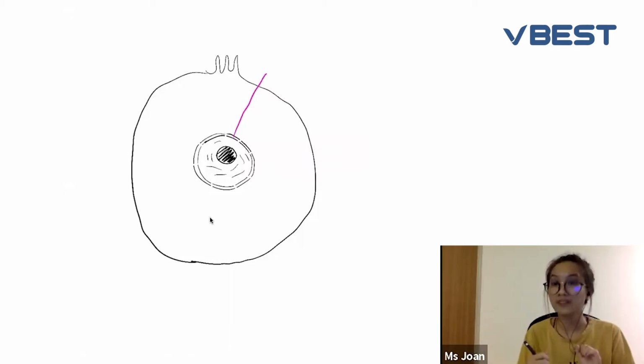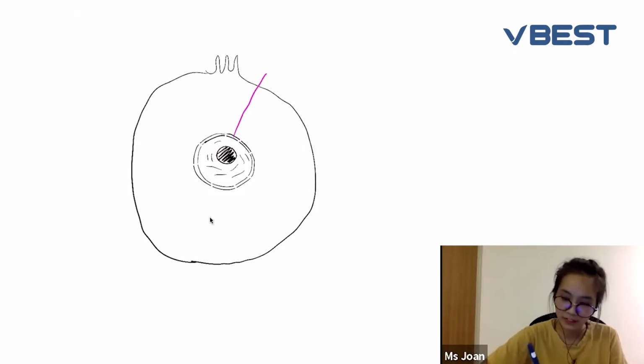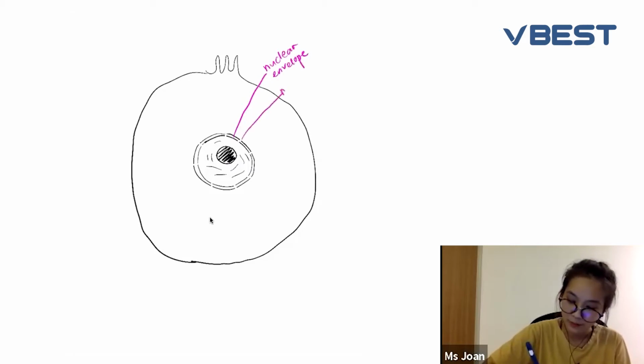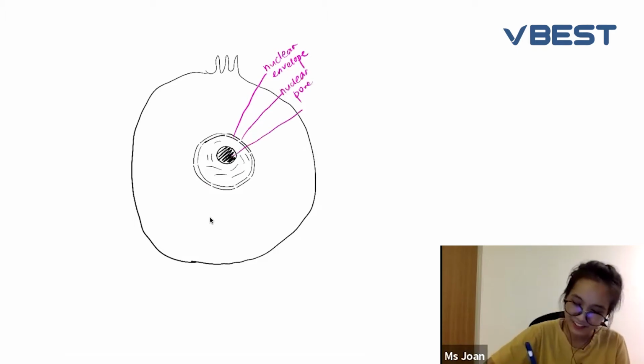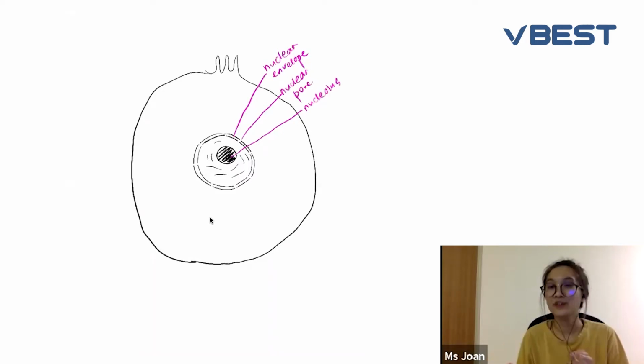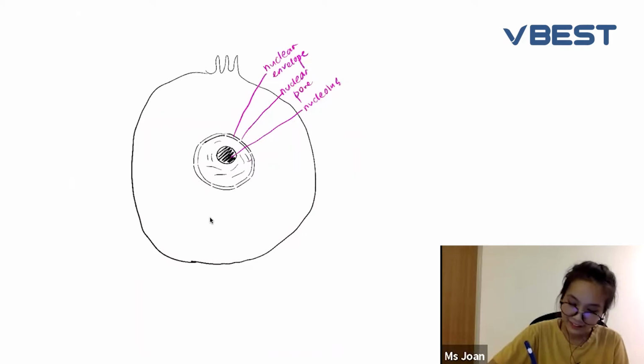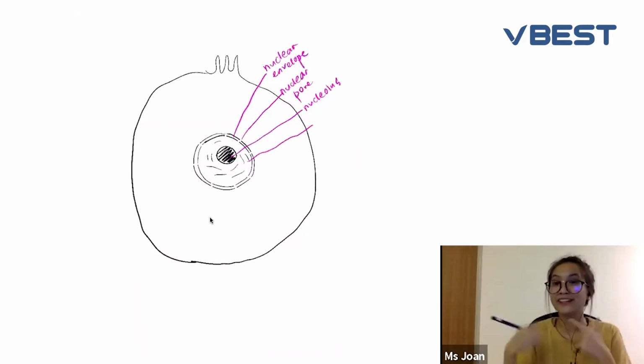But in A levels, you will learn that the nucleus has different structures. You have the outer layer, which we call the nuclear envelope, or nuclear membrane, either one. The hole, remember, is called the nuclear pore. And what is the black thingy called? This is called the nucleolus. And the strand is your DNA strand.